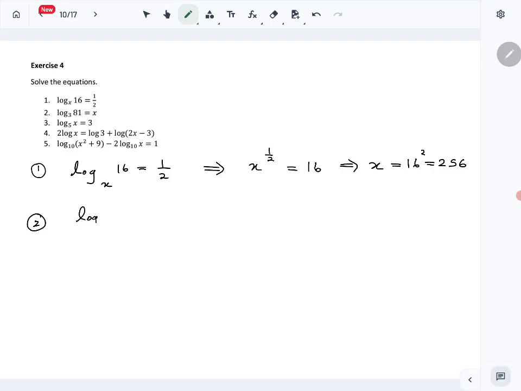Right. Second one is the same method. When it is one log term, just convert to exponential form. 3 to the x equals 81. 3 to the x equals 3 to the 4. That means x equals 4.